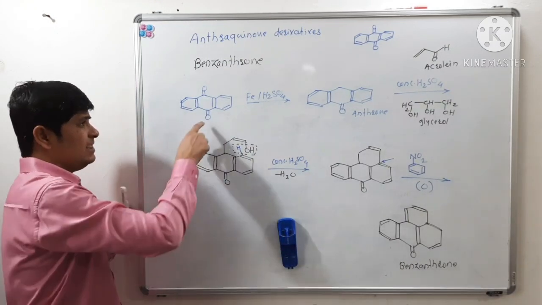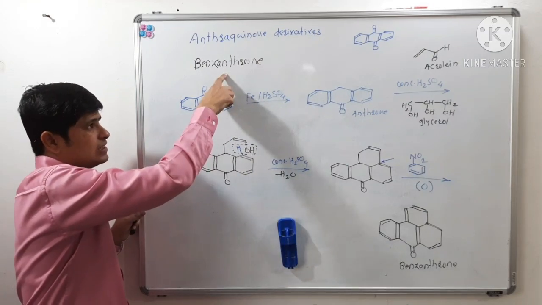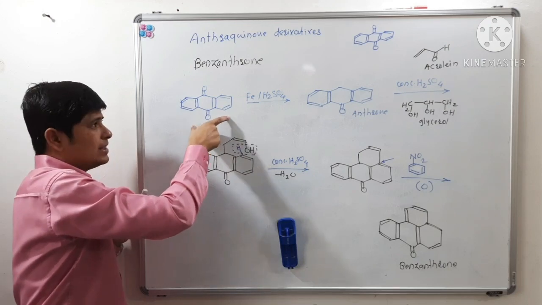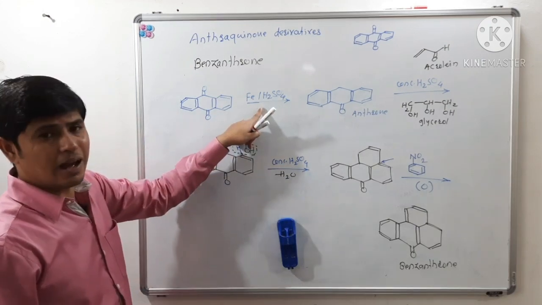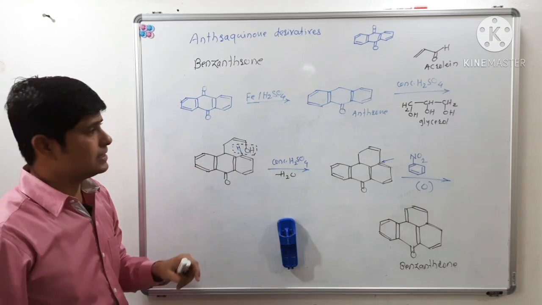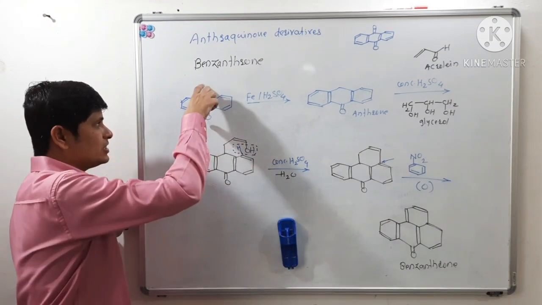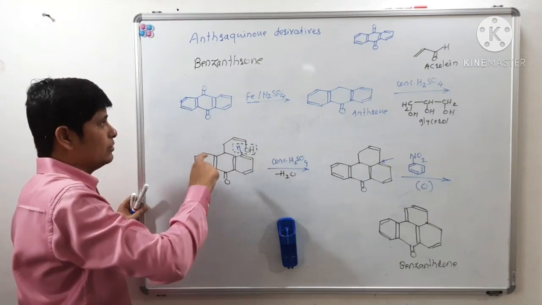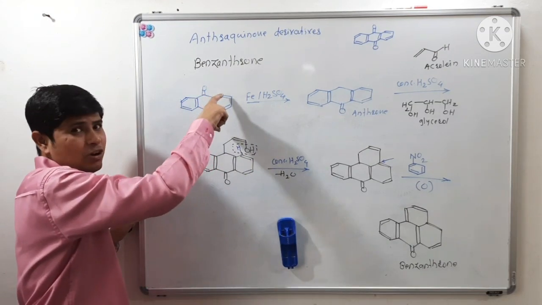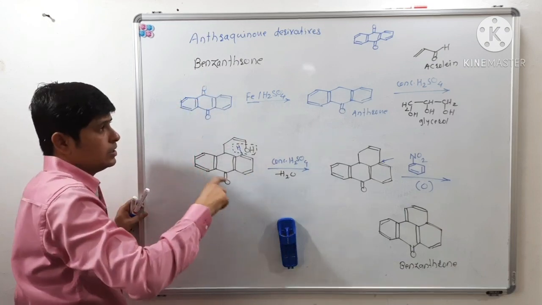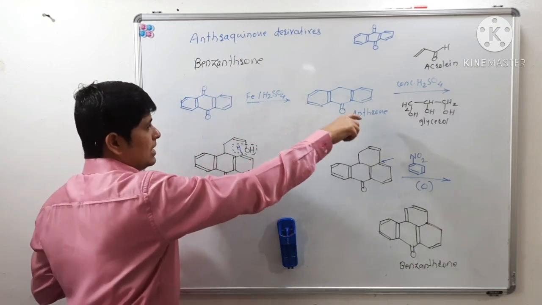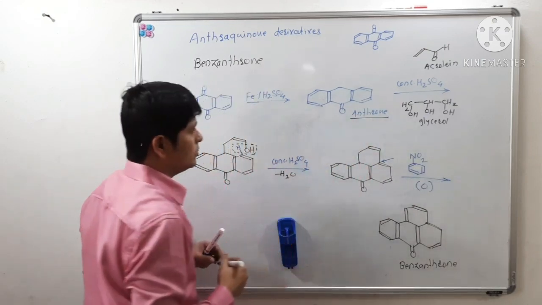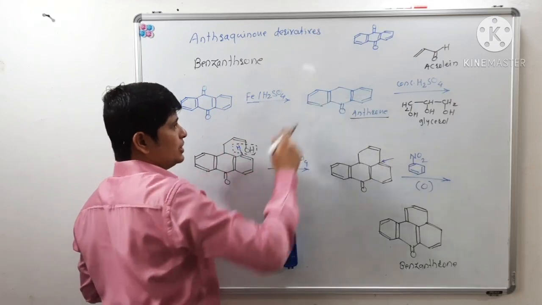Let us see once again. For the preparation of benzanthrone, we have to start from anthraquinone. So anthraquinone is on reaction with iron and sulfuric acid, isn't it? So there will be a partial reduction of one of the carbonyl. Only one of the carbonyl will get reduced, and there will be a formation of anthrone. So this carbonyl will get converted into CH2.